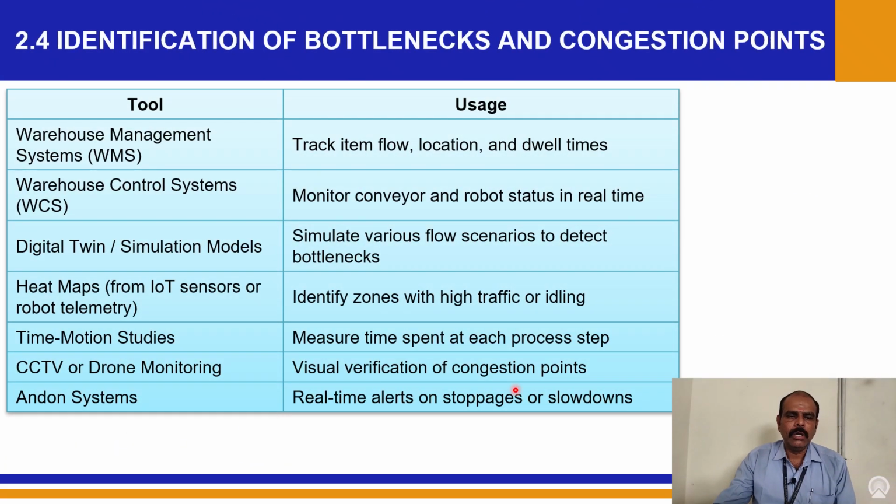Now, what are the tools? First, WMS, we should use a WMS properly, then WCS, warehouse control system, then digital twin. We can forecast by sitting at a computer, we can know what sort of things will happen by means of a digital system. Then heat maps, usually for sensor-oriented cases. Then time motion study, CCTV or drone monitoring to identify where exactly the congestion occurs, and we can analyze the reason for it. These are all to develop systems where we can simulate everything, sit in one place and solve the issues. So these are the tools we can use.